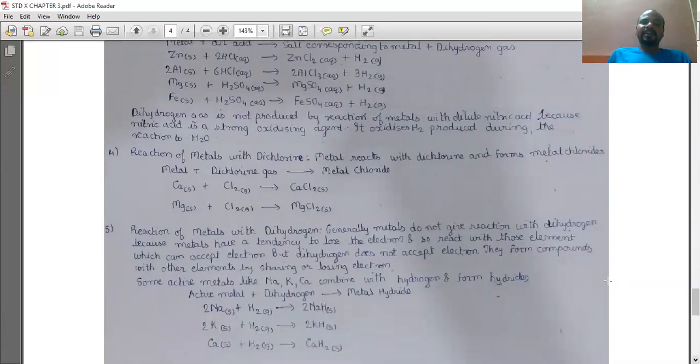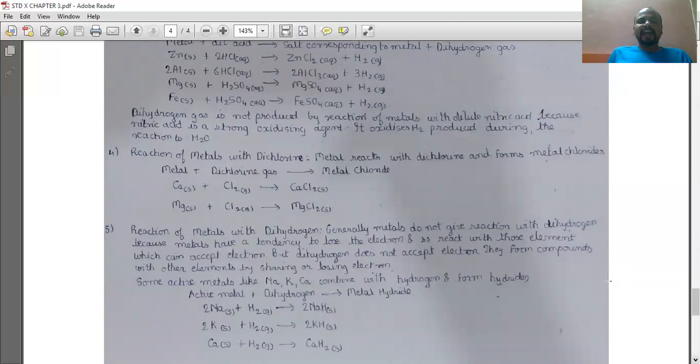Last property is the reaction of metals with dihydrogen. Generally, metals do not react with dihydrogen because metals have the tendency to lose the electron and so react with those elements which can accept electron. But dihydrogen gas does not accept electron. They form compounds with other elements by sharing or losing electron. Some active metals like sodium, potassium and calcium combine with hydrogen to form hydrides.